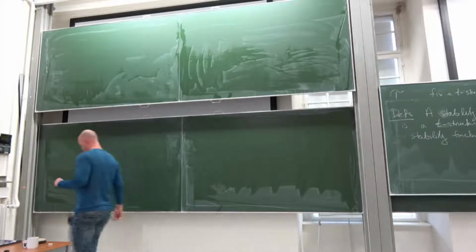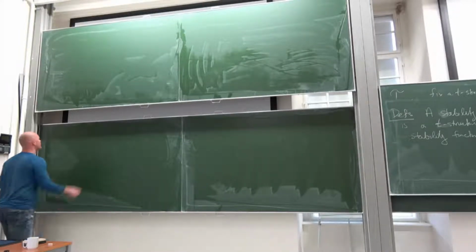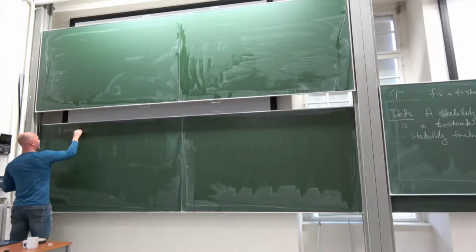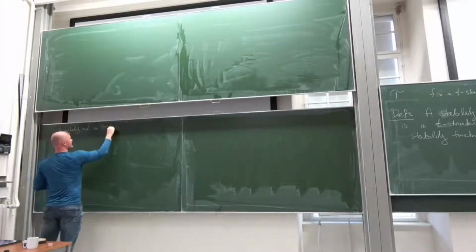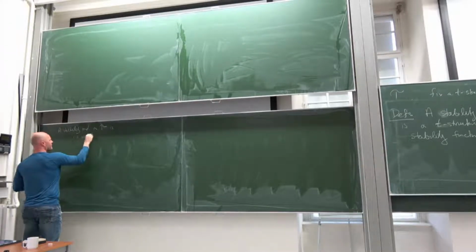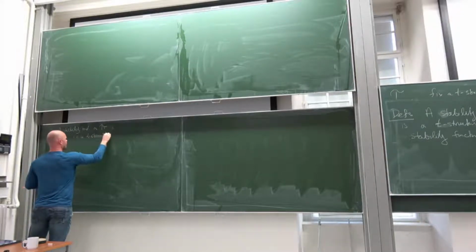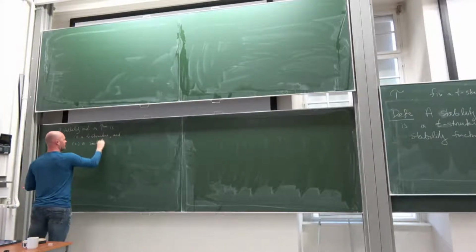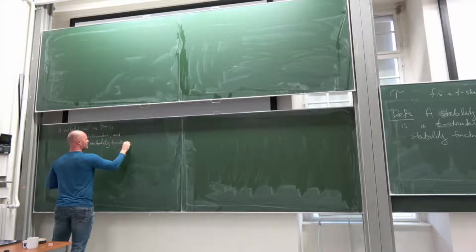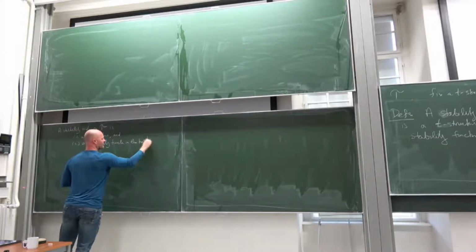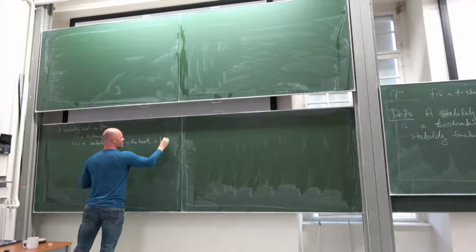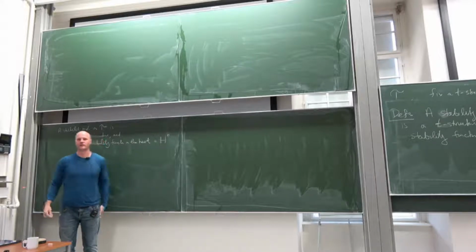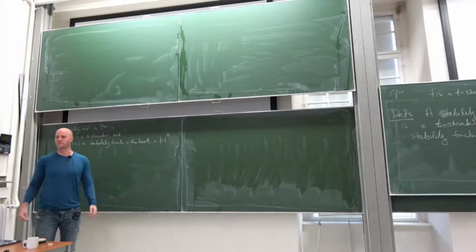So to get a stability condition on T is a T structure and a stability function on the heart. These stability functions on the heart are parameterized by this complex manifold with corners.